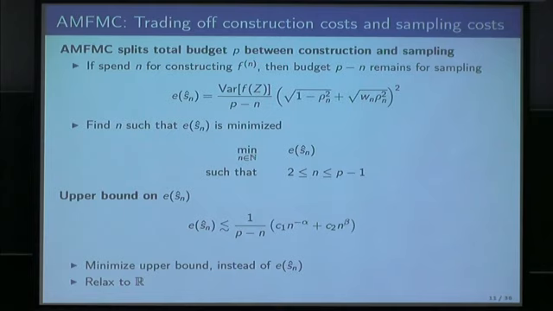And now we want to do what people typically do in this setting. We want to find an n such that we minimize the error of this estimator. So we want to minimize the error, and we have a constraint on n: n has to be greater than 1, and it has to be less than p to be a reasonable choice for the number of times we evaluate the high fidelity model for construction.